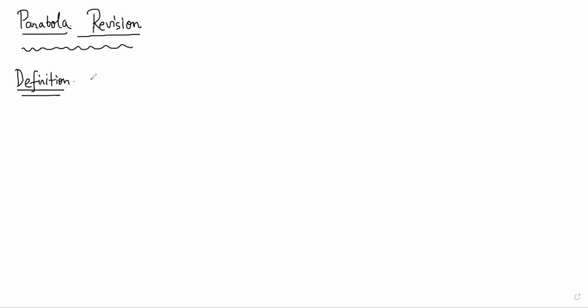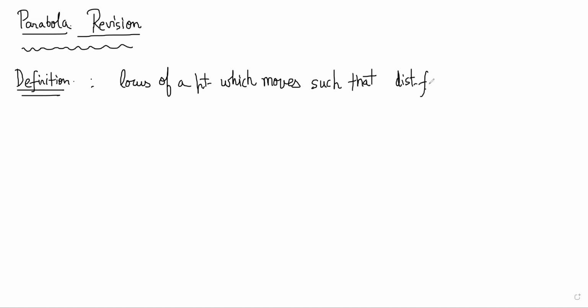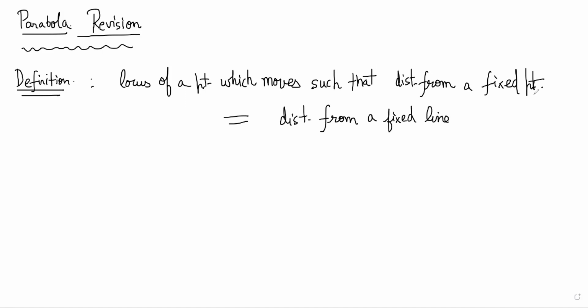Definition of a parabola is the locus of a point which moves such that its distance from a fixed point is equal to its distance from a fixed line, right? The fixed point is called a focus and the fixed line is called the directrix. So this is your focus, this is your directrix.